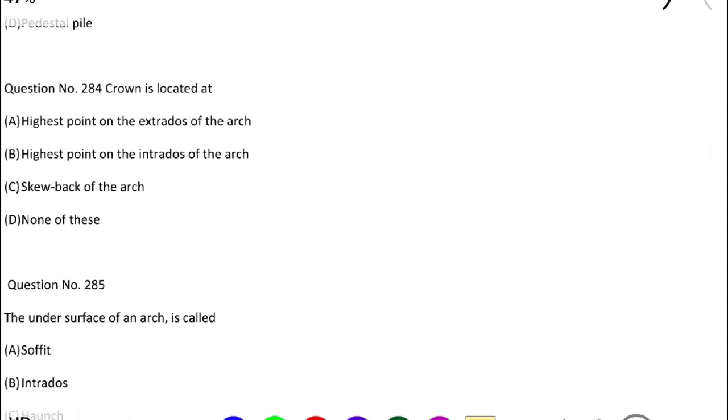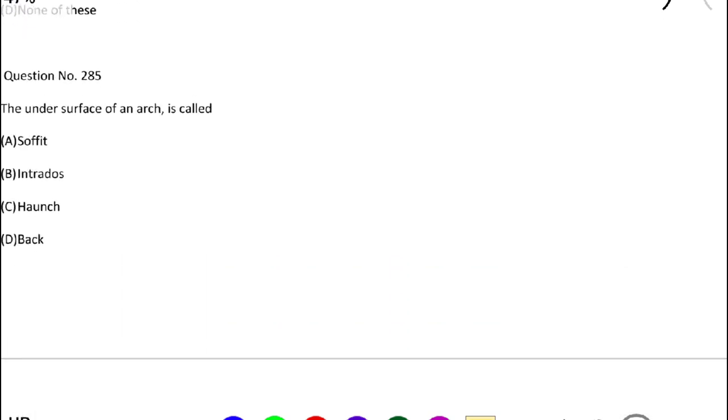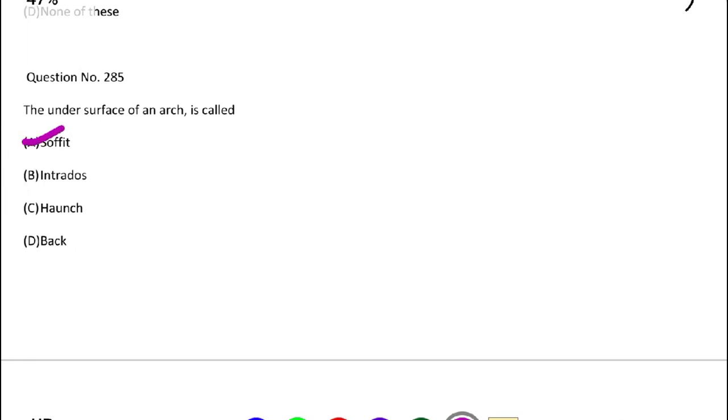Next question, crown is located at option A highest point at the extrados of the arch, option B highest point on the intrados of the arch, option C skew back of the arch, option D none of the above. The correct answer is option A highest point of extrados of the arch. Next question, the undersurface of an arch is known as option A soffit, option B intrados, option C haunch, option D back. The correct answer is option A soffit.